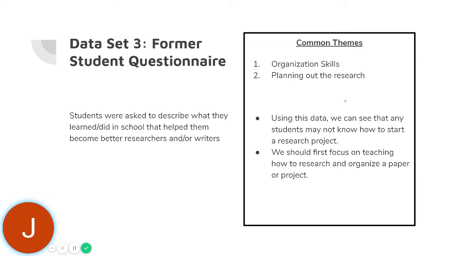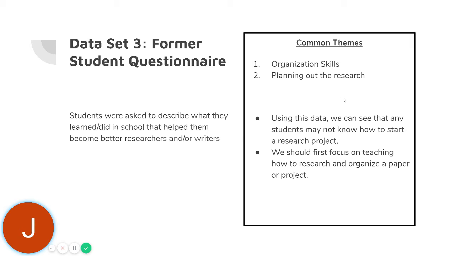One was organization skills: how to actually organize your sources, how to collect information and organize it in front of them so they can put it in order. One student mentioned using colored index cards so that they can see themes throughout their sources, so they know all the blue cards are supporting one claim, all the red cards are supporting a different claim. And then the other one was actually planning out the research.